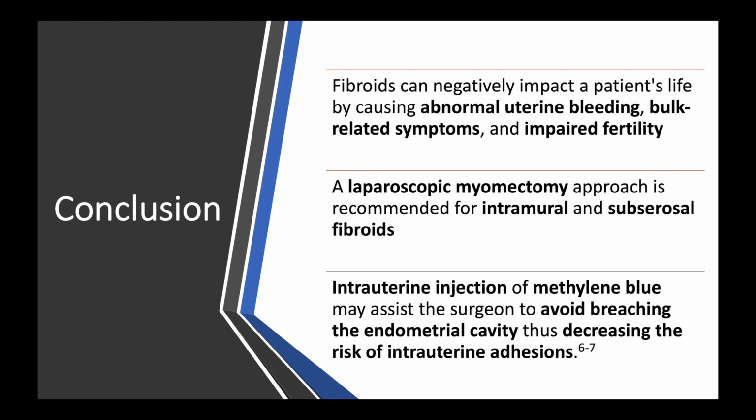In conclusion, fibroids are a common cause of abnormal uterine bleeding and infertility that can be managed with the laparoscopic myomectomy. Intrauterine injection of methylene blue can assist in prevention of entry into the endometrial cavity. Currently, we could not find any studies or recommendations on closure of the breached endometrial cavity during a myomectomy, and data from closure during cesarean section is mixed. This is one area for potential future research, and repair of the endometrial cavity during inadvertent entry should be performed on a case-by-case basis.